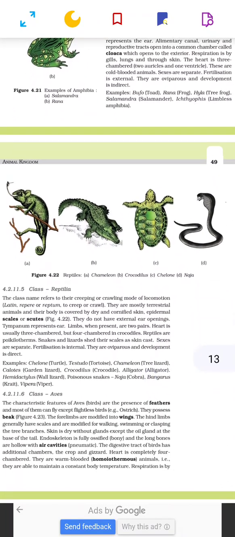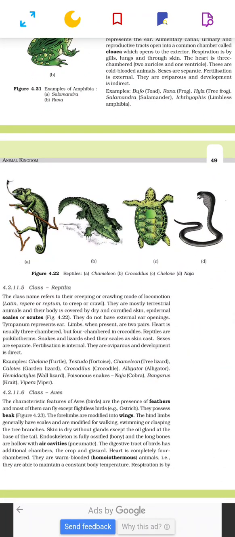Class Reptilia. The class name refers to their creeping and crawling mode of locomotion, from the Latin repere or reptum, to creep or crawl. They are mostly terrestrial animals and their body is covered by dry and cornified skin, epidermal scales or scutes. They do not have external ear openings. Tympanum represents ears. Limbs, when present, are two pairs. Heart is usually three-chambered but four-chambered in crocodile.